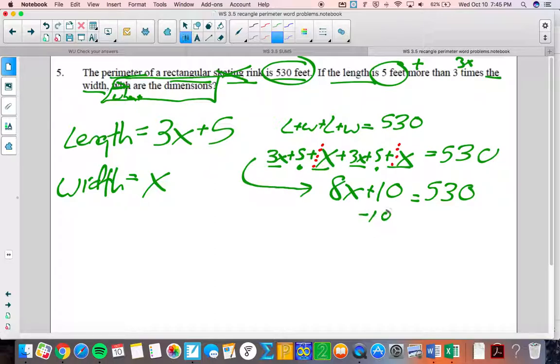So now we solve for x. Mr. Linton, what's 520 divided by 8?